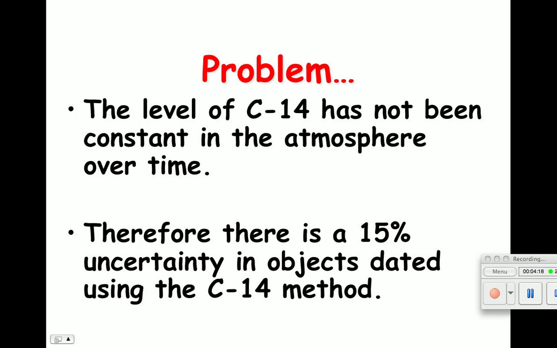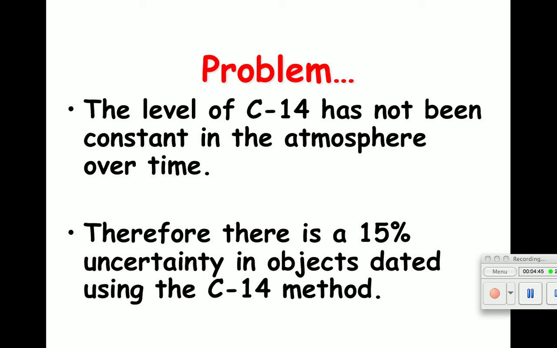Now, a problem is that this idea of carbon dating assumes that the levels of carbon dioxide in our atmosphere have remained relatively constant over time. And we know that that's not true. We know that since the industrial age, humans have been burning carbon-based fossil fuels and pushing carbon dioxide into our atmosphere, and we've been increasing the levels of carbon dioxide.